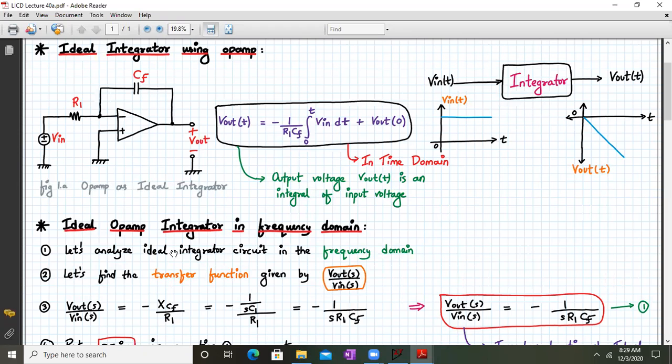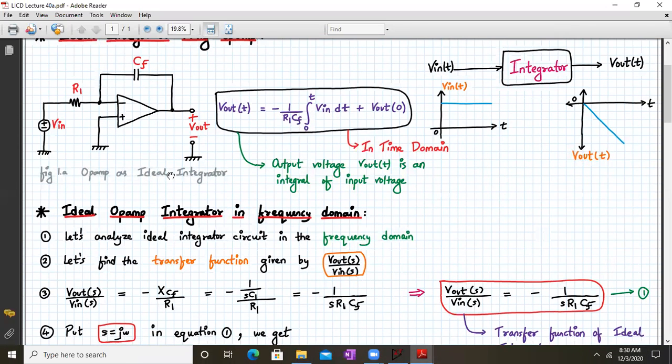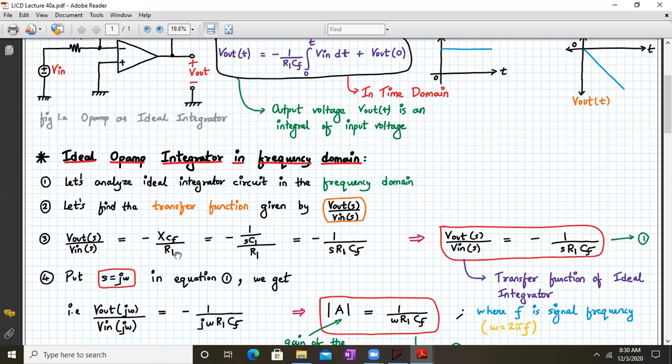So we need to analyze this ideal integrator circuit in the frequency domain. So we need to find the transfer function for this system, that is, we need to find V out of S divided by V in of S. It looks like an inverting amplifier, similar to the inverting amplifier configuration. And for that, we know the gain is minus XCF divided by R1.